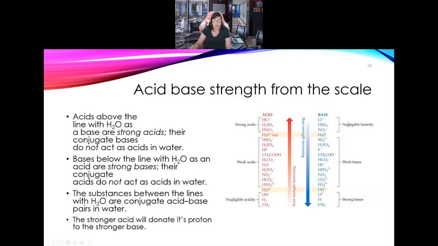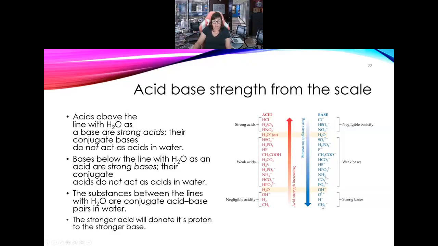On the base side, we have these being negligible basicity. So once they've lost that proton, they don't really act as bases in solution. Anything that's above H2O on the base scale doesn't really do anything. Anything that's between H2O and OH minus, these are our weak bases. So these are bases that can pick up protons that then have a Kb associated.